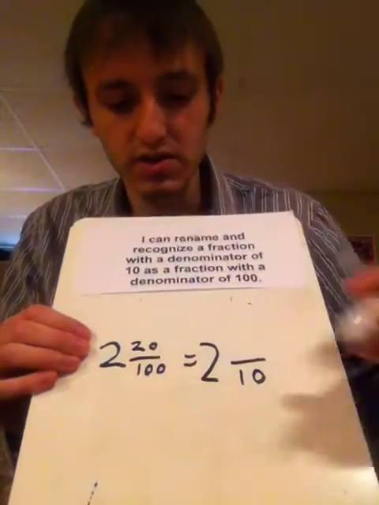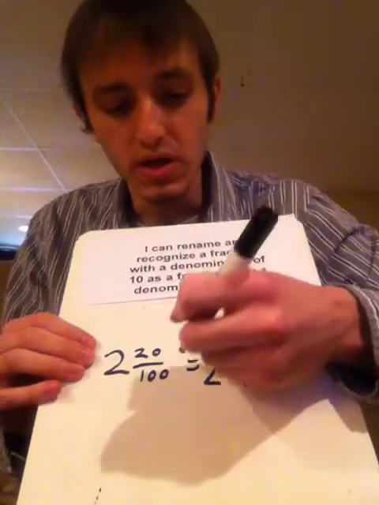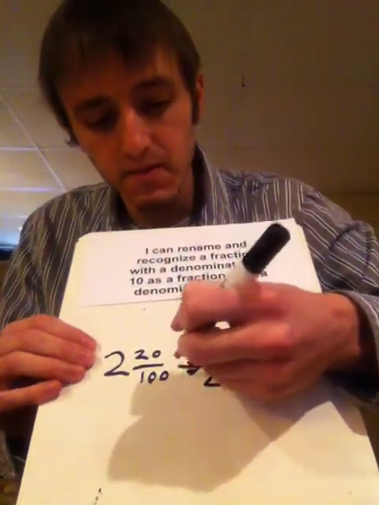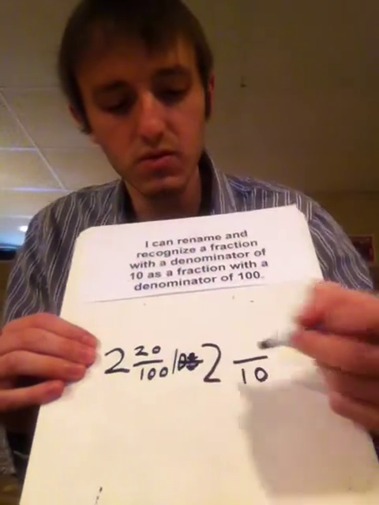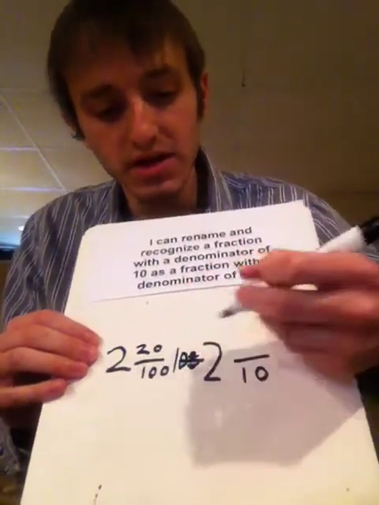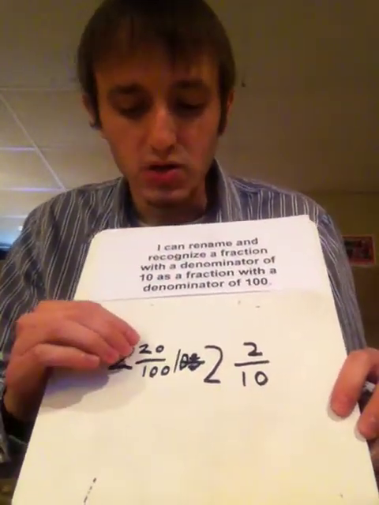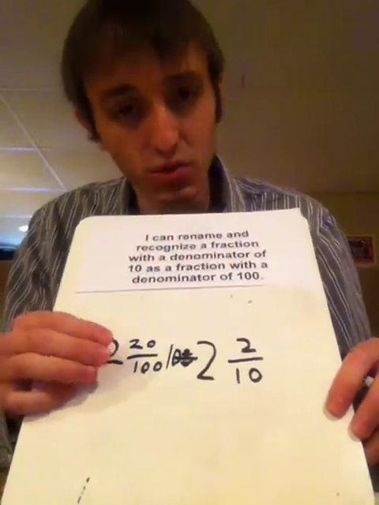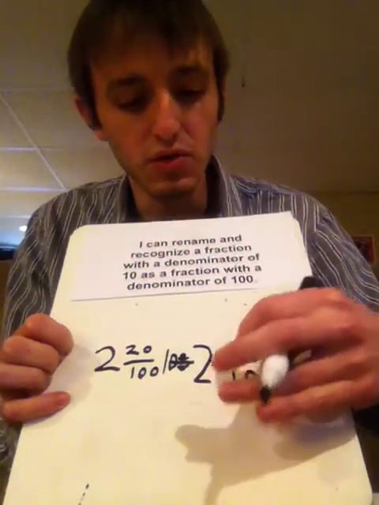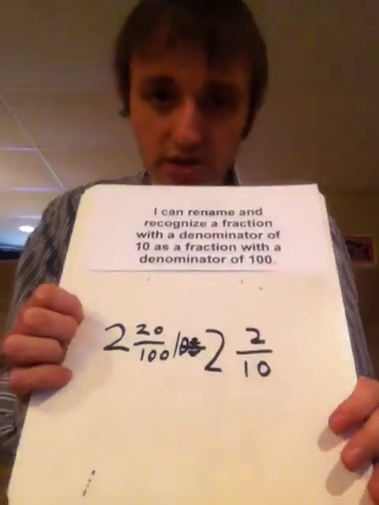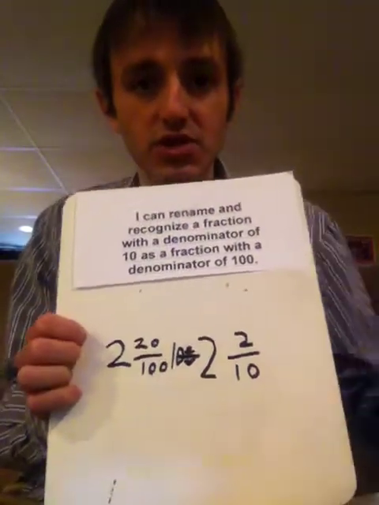Okay, now we need to ask ourselves, how do we get from 100 to 10? Well, we know it's dividing by 10, which would be 10. 20 divided by 10 would be 2. 2 and 20 pennies, or 20 cents, is equal to 2 and 2 dimes, which is also $2.20. Hopefully I've challenged you during this lesson.